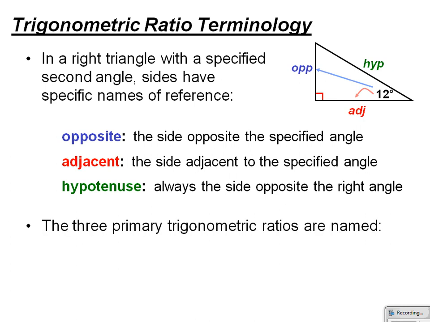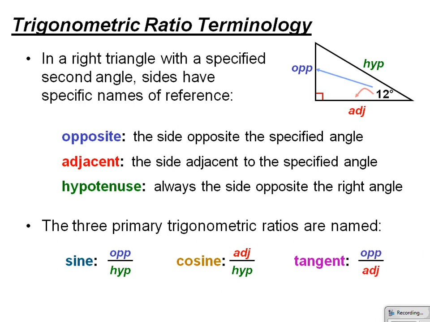Now, knowing these three side lengths, there are three primary trigonometric ratios. The first is the sine ratio, which is the ratio between the opposite side and the hypotenuse. Then the cosine ratio, which is the ratio between the adjacent length and the hypotenuse. And the tangent ratio, which is the ratio between the opposite side and the adjacent side. These are the three fundamental trigonometric ratios.